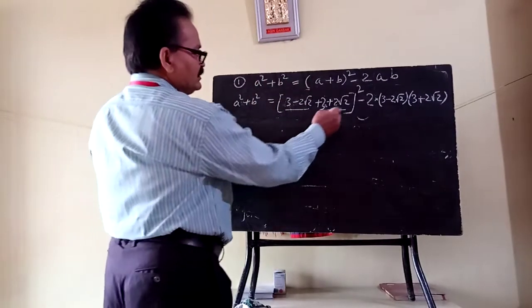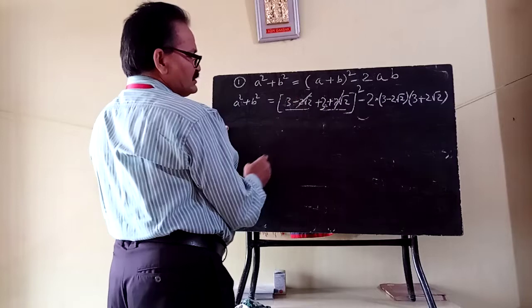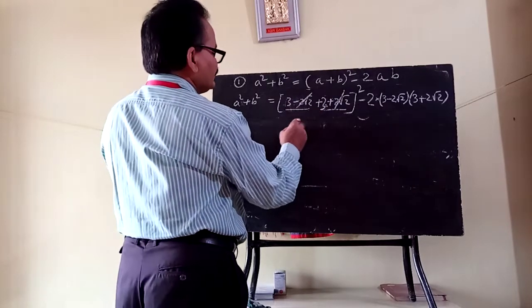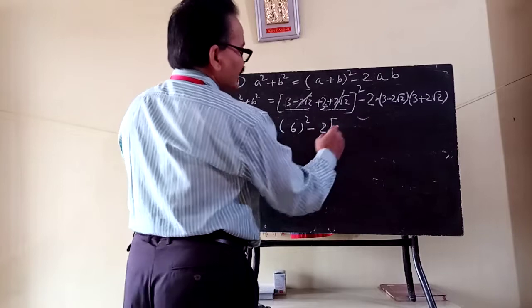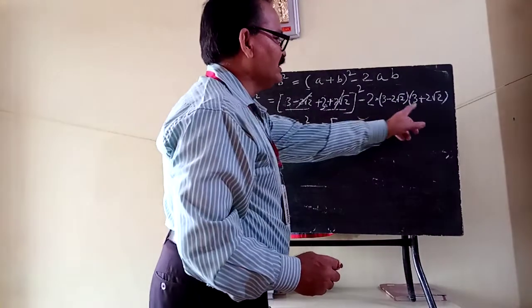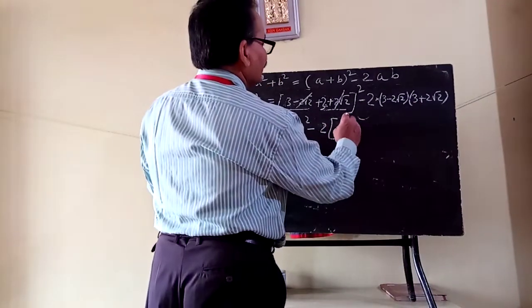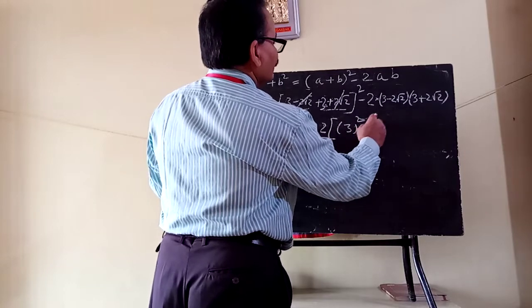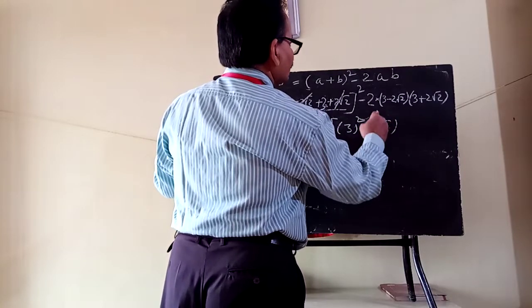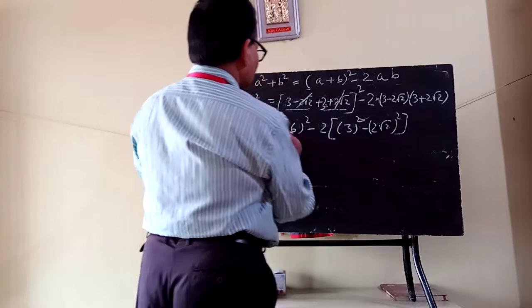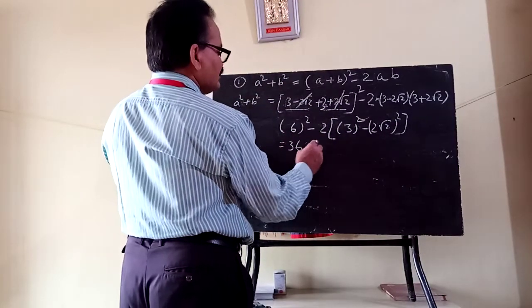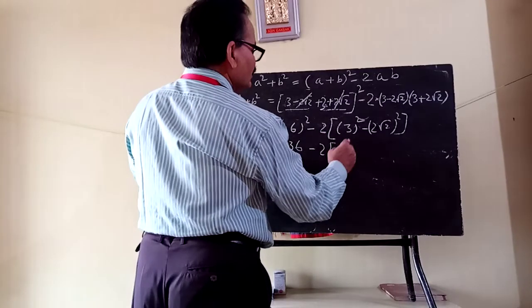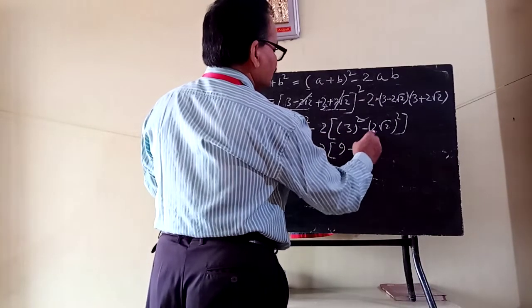You see, this plus 2 root 2 and 2 root 2 cancel each other. 3 plus 3 is 6. So this is your 6 square minus 2. Again, this product will be a minus b into a plus b. So here a is 3 square minus 2 root 2 whole square. So that means this is your 36 minus 2 into, this is your 9 minus, this is your 8.